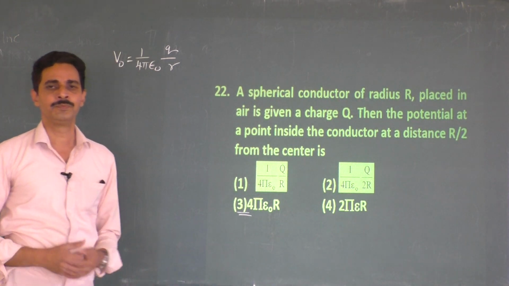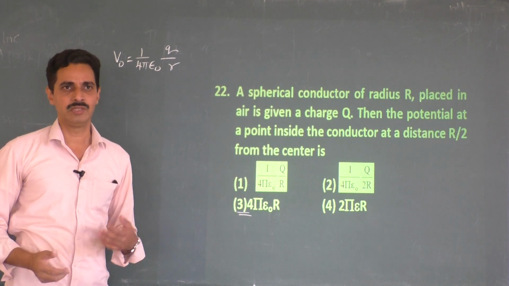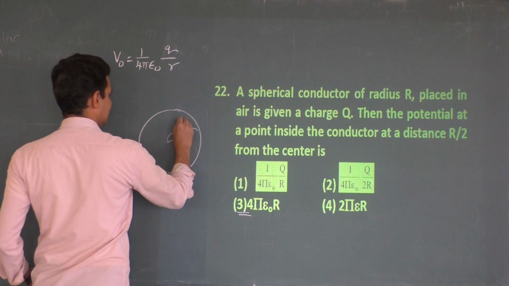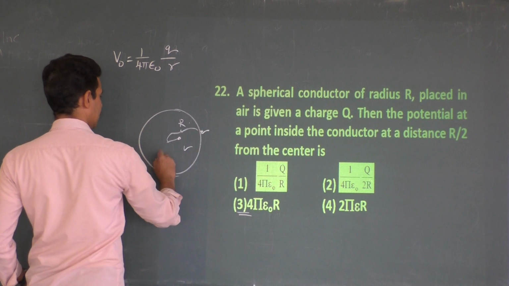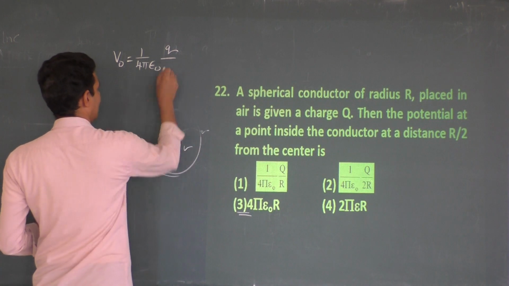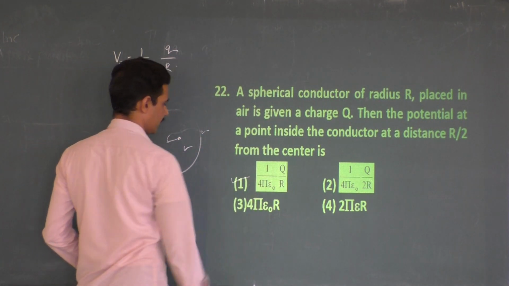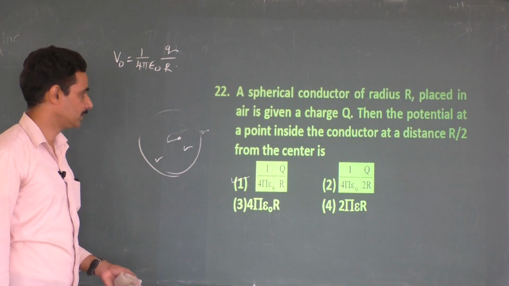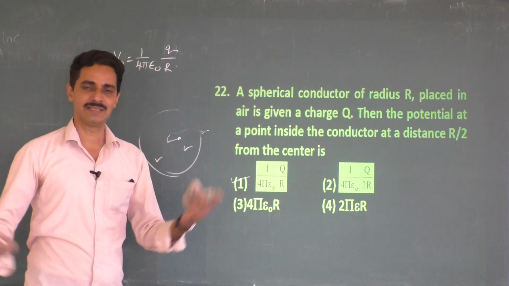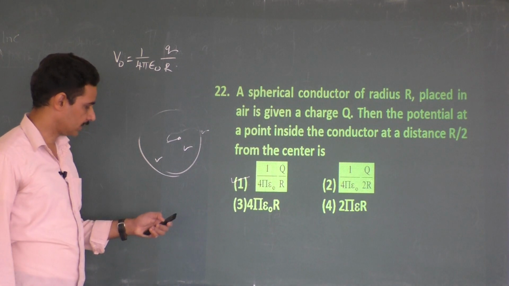Inside a spherical conductor, potential is the same everywhere as on the surface. So even if you are moving inside to a distance of r by 2, you have to put the potential as it is at r, because potential here and everywhere is the same. So it is just the radius, nothing else. Even though the distance is r by 2, it is simply r. So the answer is 1 by 4 pi epsilon naught q by r. Don't be under the impression that you have to put the distance once you go inside the spherical conductor. Once you go inside, the potential is the same as on the surface. Easy question. First one, answer option 1.